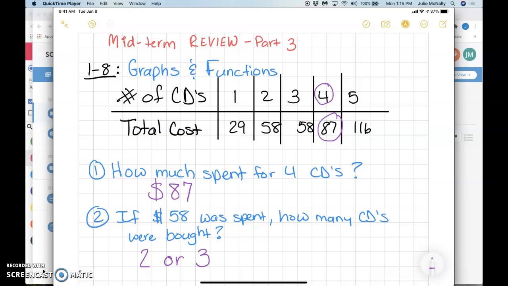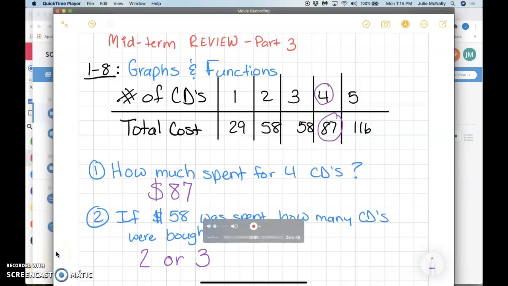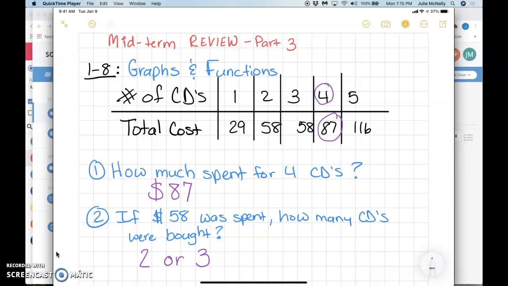All right, so that's it for this section. It's just reading a chart and answering the question according to the chart. So we'll be right back.